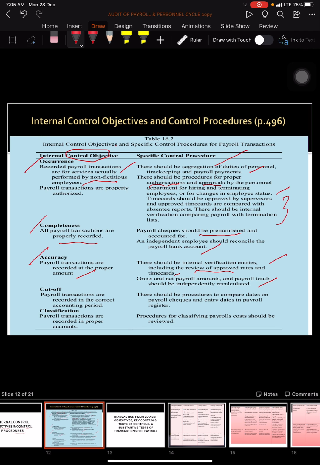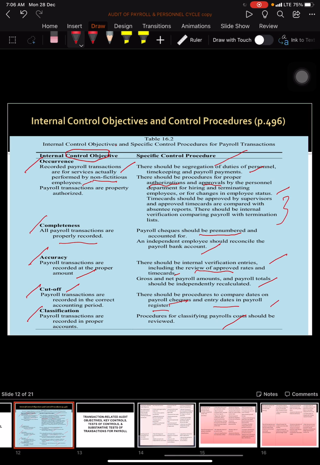All right, payroll transactions are recorded in the correct accounting period. So the cutoff, especially at the end of the year, at the end of the month and so on. There should be proper procedures to compare the dates on the payroll check and the entry dates in the payroll register. So we compare the date on the check itself with the payroll register. And then the classification: payroll transactions are properly recorded in the accounts. So procedures for classifying payroll costs should be reviewed.